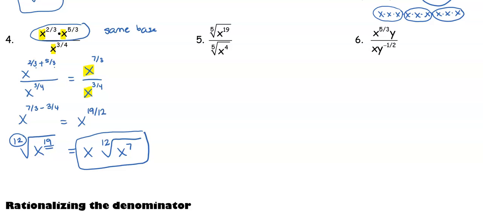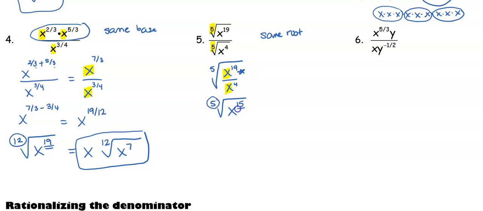Number 5, I've got a lot of different things that are the same. I've got the same base and I have the same root. I'm going to start off here with the same root. I can put these both under the same 5th root. And then I see that they have the same base. And when I have the same base, I can subtract those exponents. So 19 minus 4 is going to give us 15. And remember, if we play the who wins rule, the numerator is larger, so it's going to stay on top.